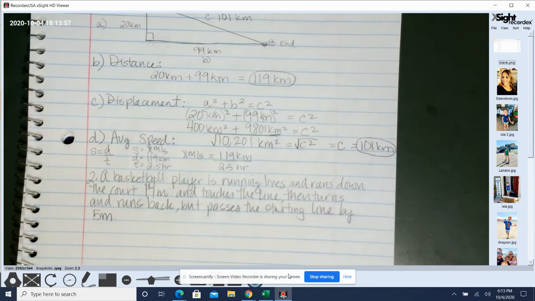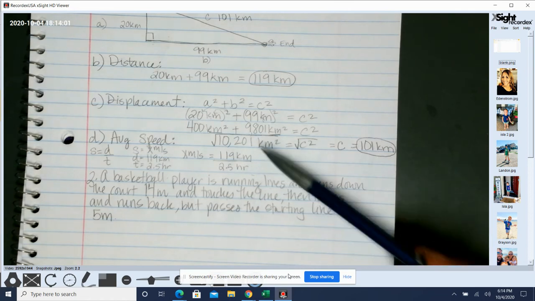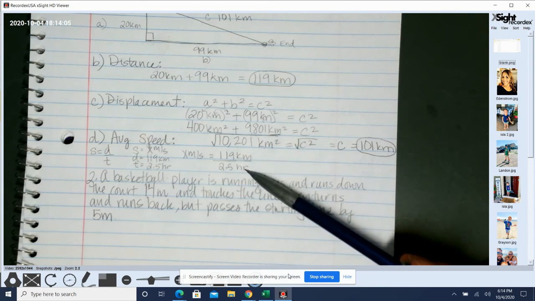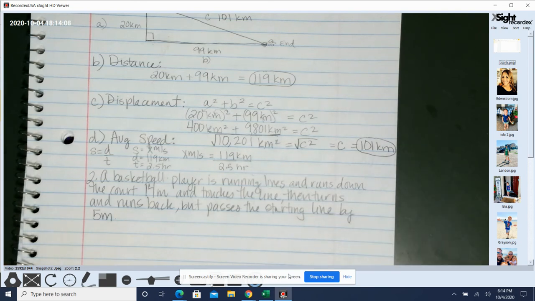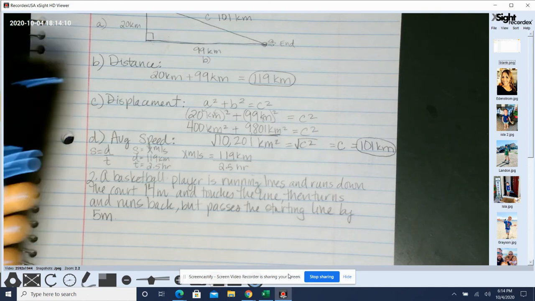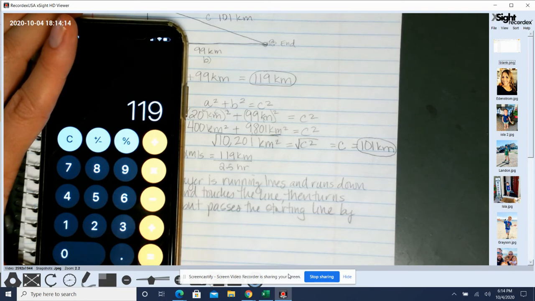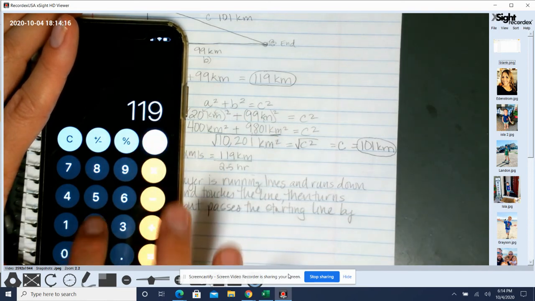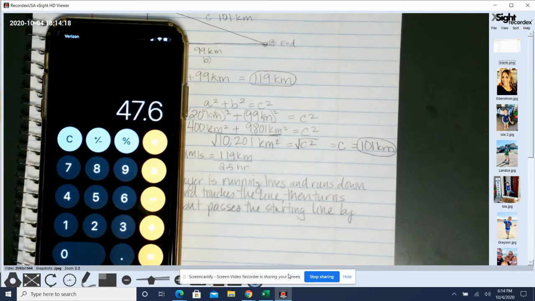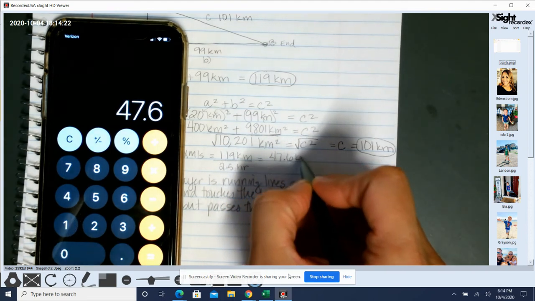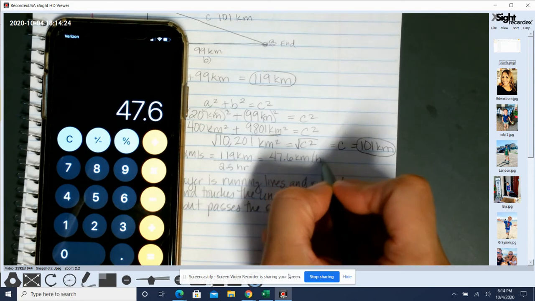Now, our typical unit was meters per second before for speed. But remember, it's a distance divided by time. So in this case, we're doing a kilometer divided by an hour. So we're going to get kilometers per hour in this case. So I'm going to put up my calculator. I'd already done it. Remember I said that. 119 divided by 2.5 equals 47.6. And that is kilometers per hour.